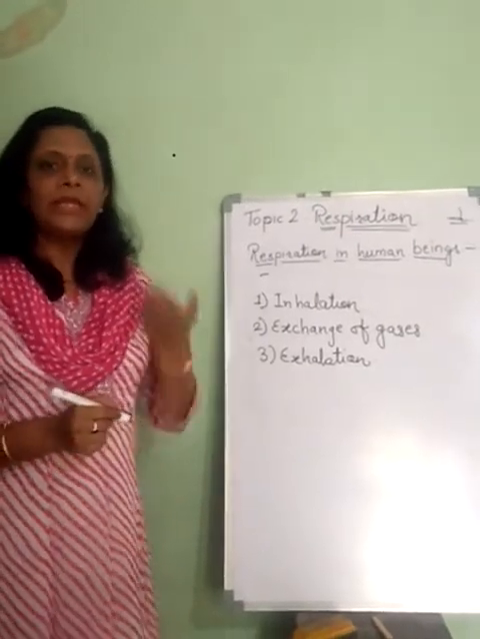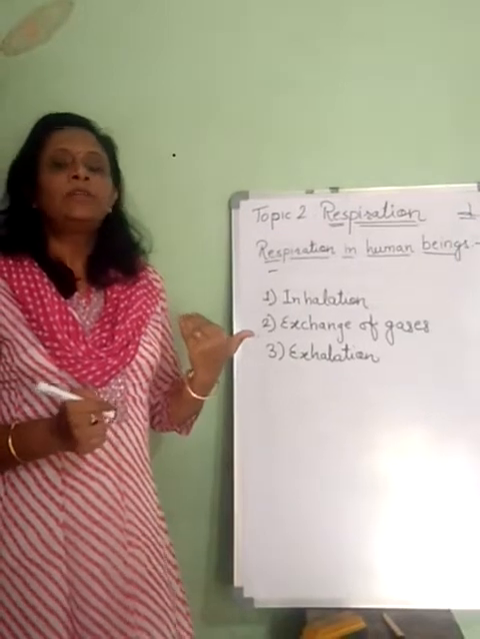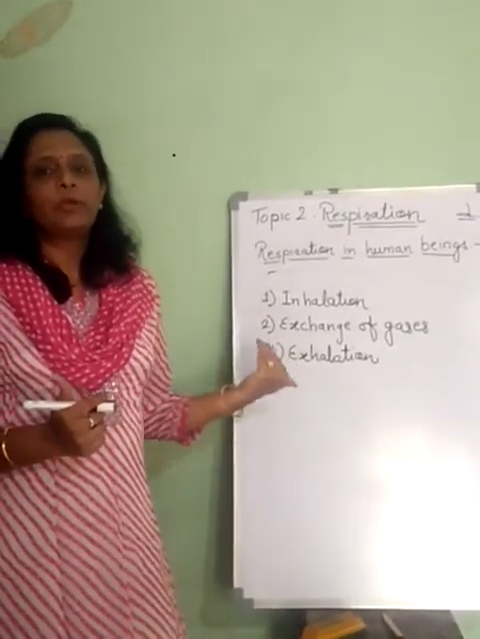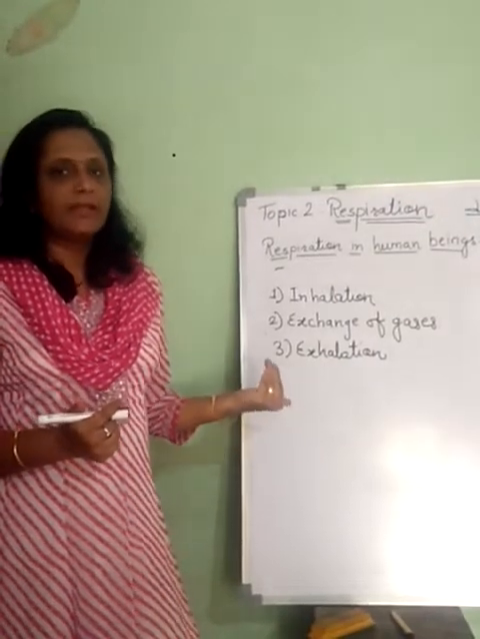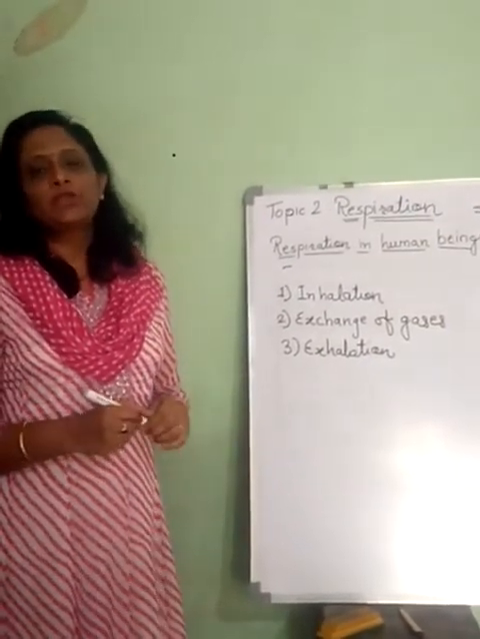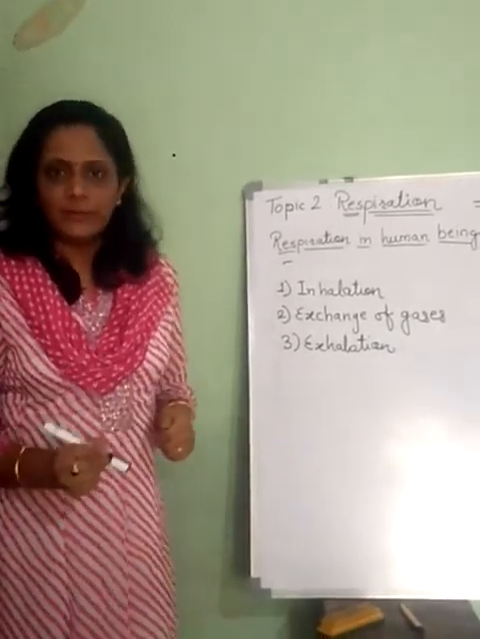When we breathe in, the air passes through the nostrils, through the pharynx, through the trachea, through the bronchi, through the bronchioles in the lungs, till the alveoli. And this process of taking in air is called inspiration, also called inhalation.